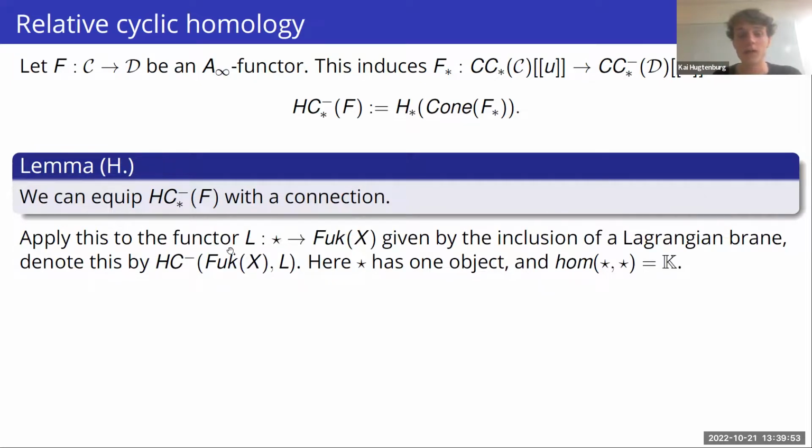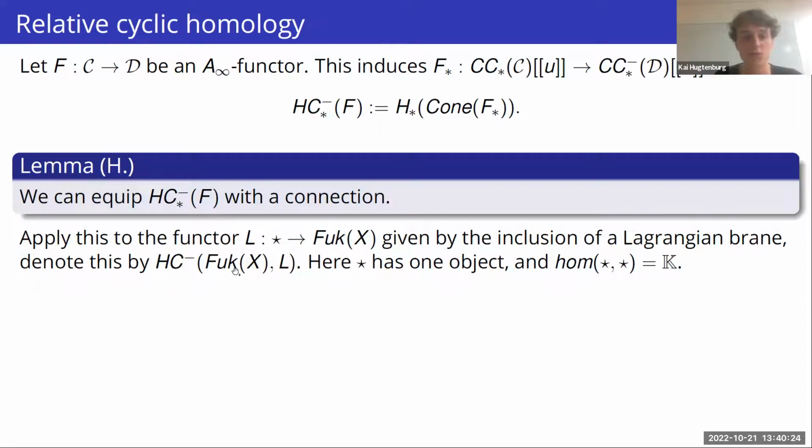So we're going to apply this to the functor which is given by a Lagrangian, where this star denotes the trivial category. And we map that to the Fukaya category by including the Lagrangian. This star has just one object, with home space given by the ground field, which in the case of the Fukaya category is the Novikov field. And it's just inclusion of that Lagrangian.